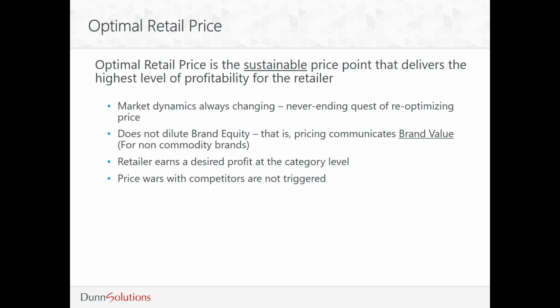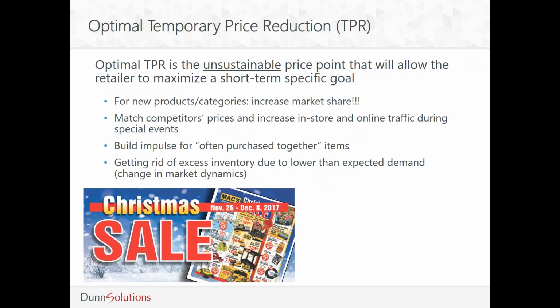Now, on the other hand, the optimal temporary price reduction, or the optimal promotional pricing, if you will, is the unsustainable price point that will allow you as a retailer to maximize a short-term, sometimes I refer to them as short-lived, specific goal. Now, I'm not suggesting that temporary price reductions are not important. In fact, discounting is very important, and mainly for these 4 reasons.